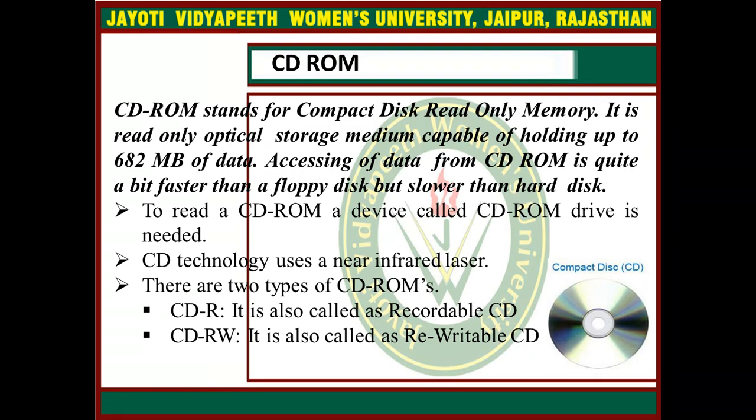As you have seen in this figure also, it is a read-only optical storage medium capable of holding up to 682 MB of data. Now, the accessing of data from a CD-ROM is quite a bit faster than a floppy disk, but it is of course slower than a hard disk because it is external storage. So to read a CD-ROM, a device called a CD-ROM drive is needed. So you need a drive, then only you can use this compact disc, that is CD.